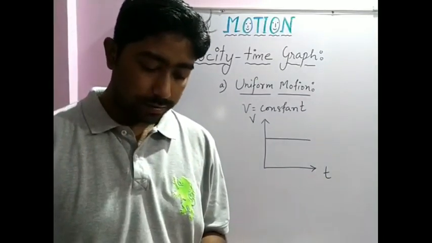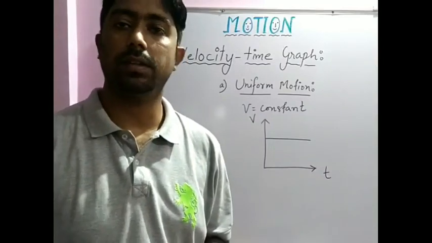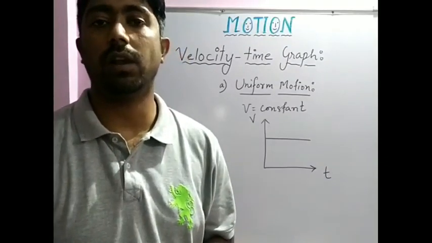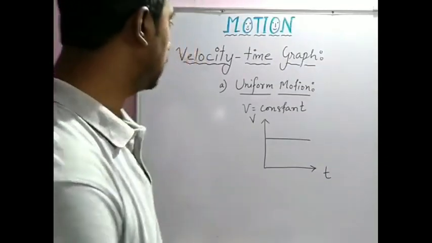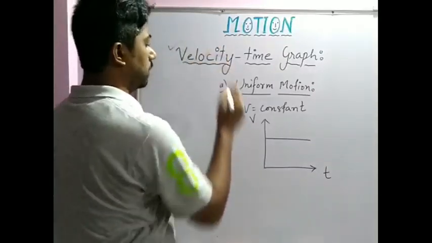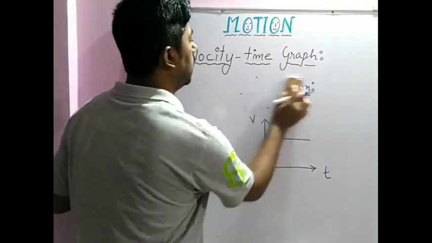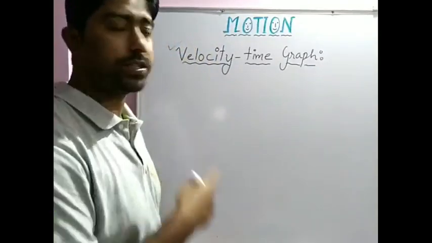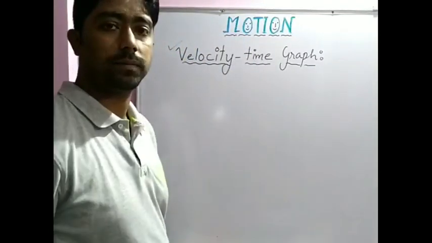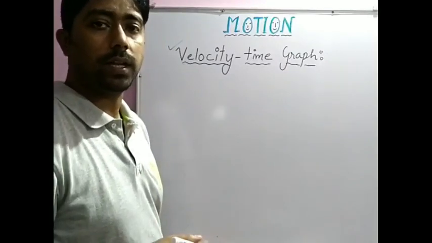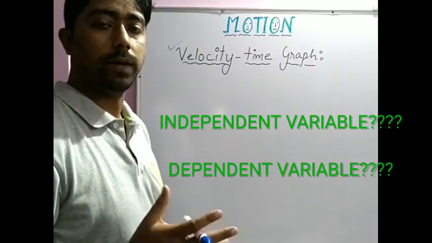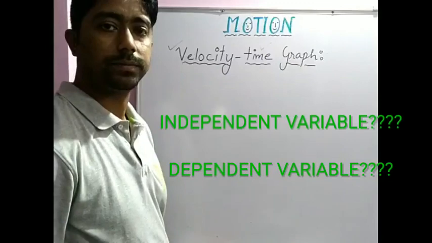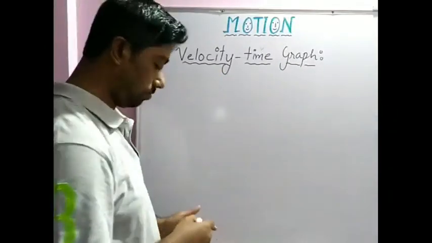We ended by saying that in the next discussion we will go to a new graph named the velocity-time graph. So today we will discuss the velocity-time graph. As the name suggests, velocity and time. Can you say which one will be the independent variable here? Independent variable will be time and dependent variable will be velocity.